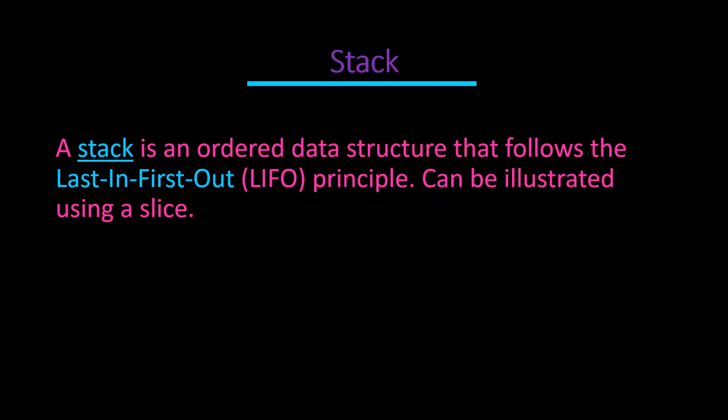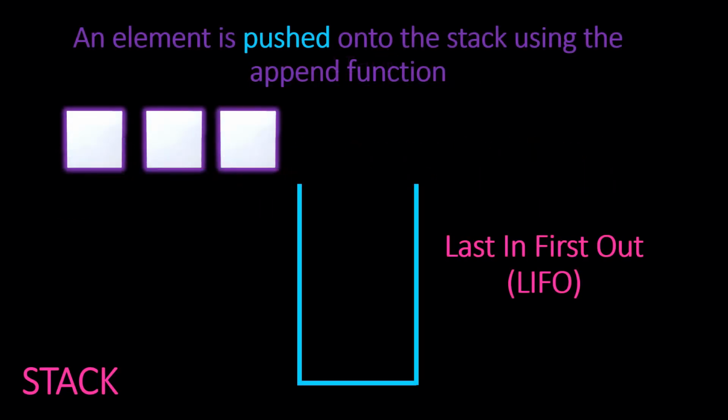First thing we'll do is start off discussing a stack. A stack is an ordered data structure that follows the last in, first out principle. And in Go, it can best be illustrated using a slice. And the most important part of that definition right there is that it is last in, first out. And I'll show you an illustration of what that means.